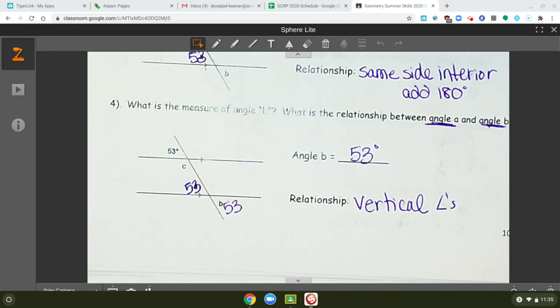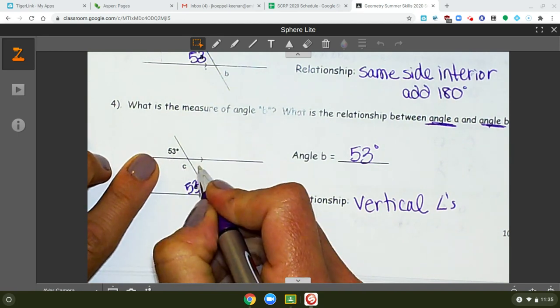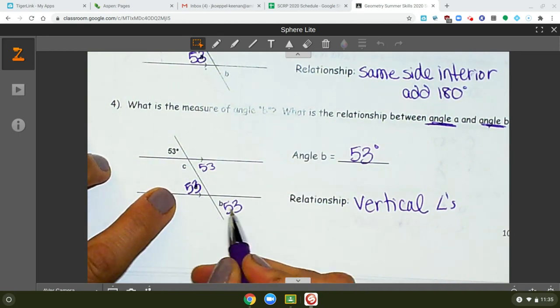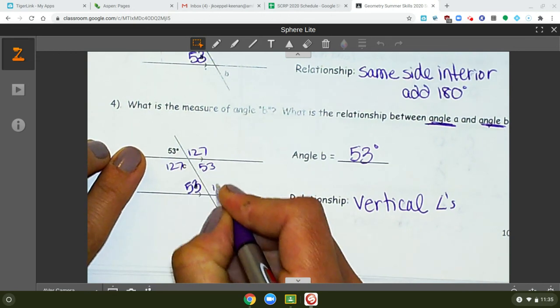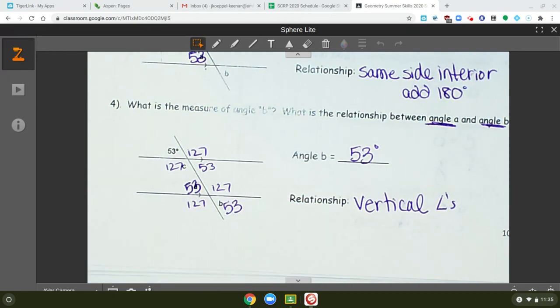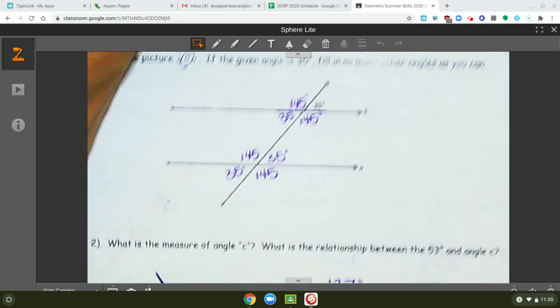Now, if you wanted to, we could have just gone right away and filled in all of the angles. So 53, 53, 53, 53, and then the other angles would all be 127. So that's another way to do it. Just fill them all in and then look for the angle that you need. Okay, so now that we know what our angle relationships are, let's take a look at some figures that are just a little bit more complex.